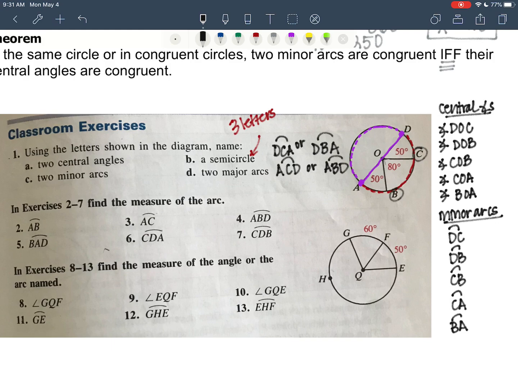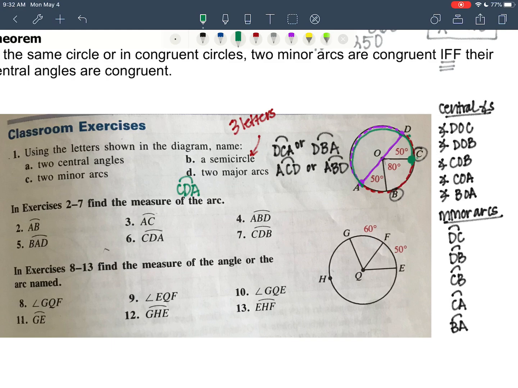And then 2 major arcs. There's quite a few major arcs that we can list here, so I'm just going to go with 2 of them. One of them, I'm going to pick CDA. So arc CDA is one of them. And I'll go the other way, CAD.